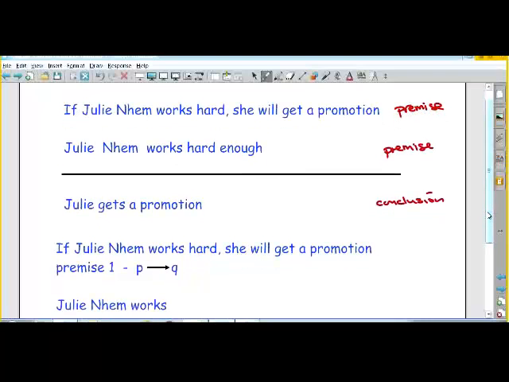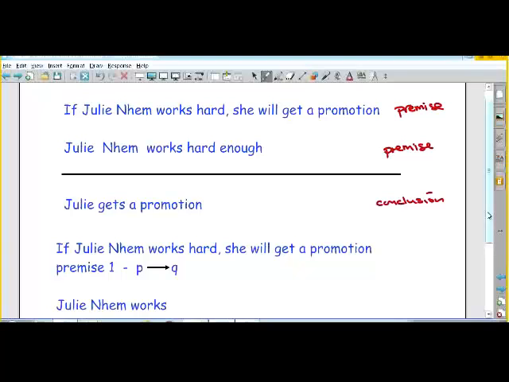Yes. If you switch them, would that mess up the validity of the argument? You can do that, and you can probably see, if I took Julie gets a promotion second and Julie Nem works hard as the conclusion, all those statements may be true, but the argument may be invalid.